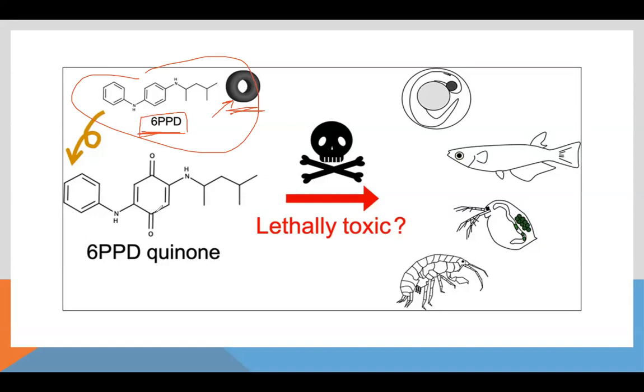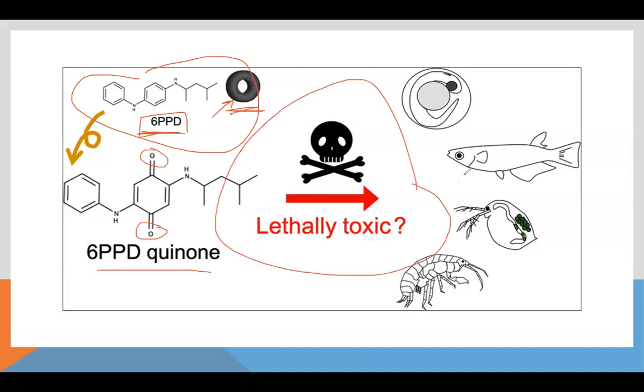And I did this reaction for you in class. I built 6-PPD, the structure, and I talked about how when it's exposed to ozone, ozone can add oxygens at a certain section of the molecule, this middle ring here, and that turns it into a slightly different molecule that research suggests is lethally toxic to at least some species of fish.